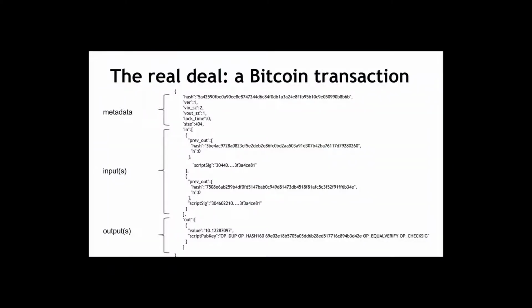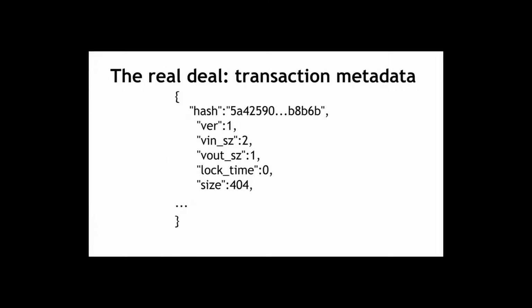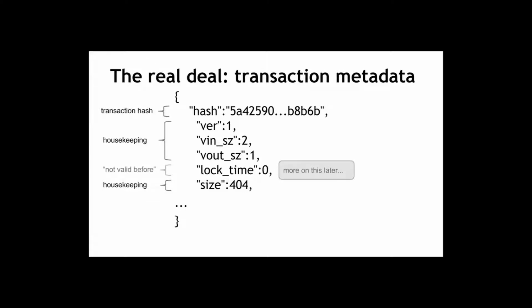So there are three parts. There's some metadata, there's a series of inputs, and a series of outputs. So we'll start with the metadata. There's some housekeeping information, which is the size of the transaction, the number of inputs, and the number of outputs. Pretty straightforward stuff. There's the hash of the entire transaction, which, as I said, will serve as a unique ID for the transaction to let us do hash pointers. And then there's this funny lock time parameter, which I'll come back to later.